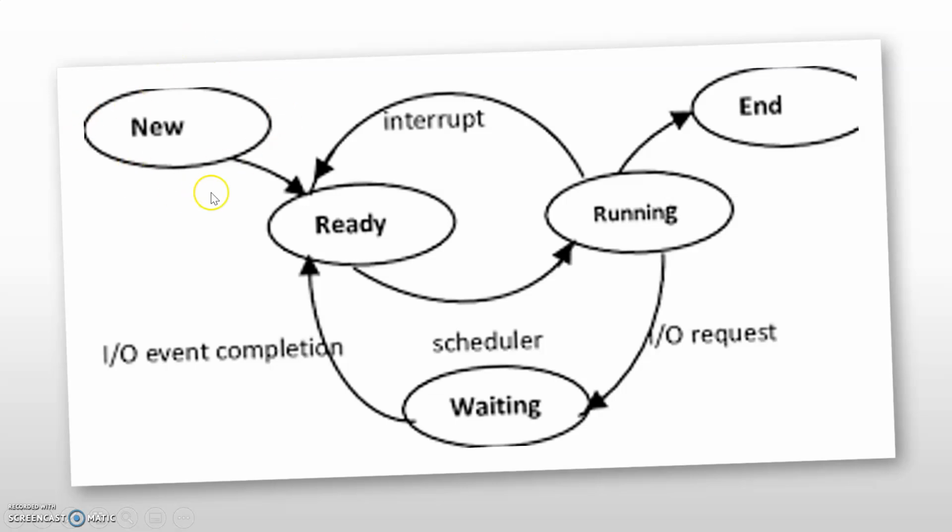Then from the new state, it will move to a state which is called the ready state, meaning it is ready to get processed. Now from the ready state, the scheduler will be scheduling the process to the running state.